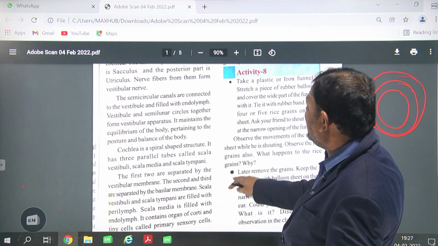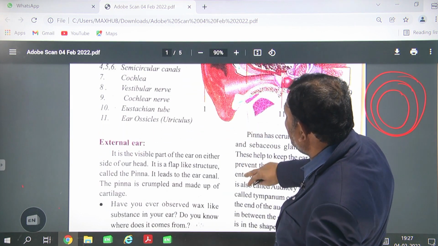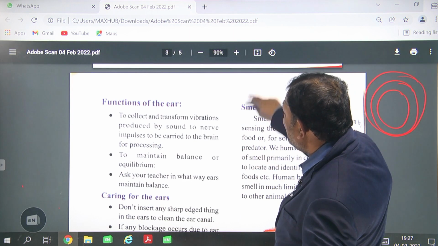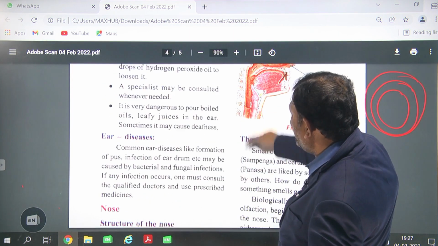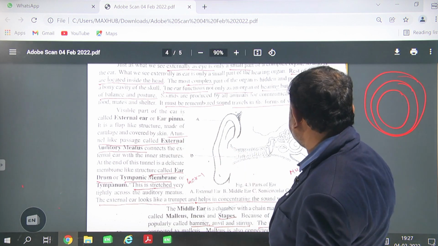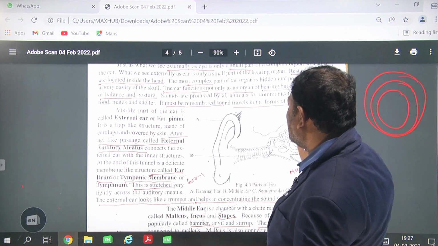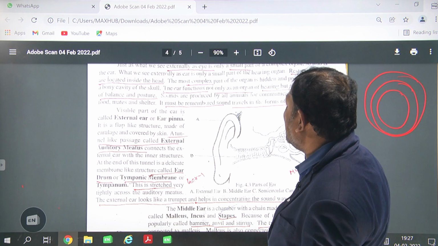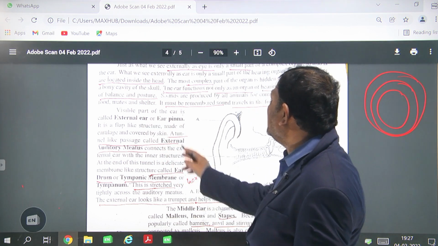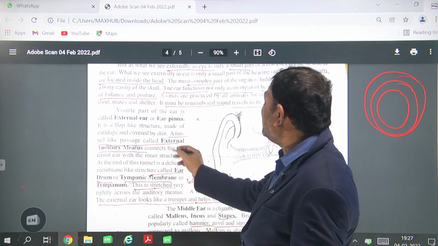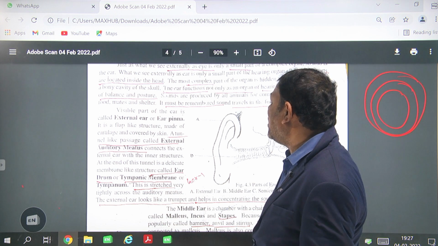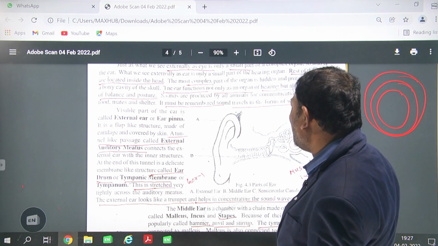If you have any doubt, keep in mind that three parts are present in the ear: the external ear, the middle ear, and the inner ear. The external ear is also called the ear pinna. In the ear pinna, the end part is the external auditory meatus. This is also called the eardrum or tympanic membrane.